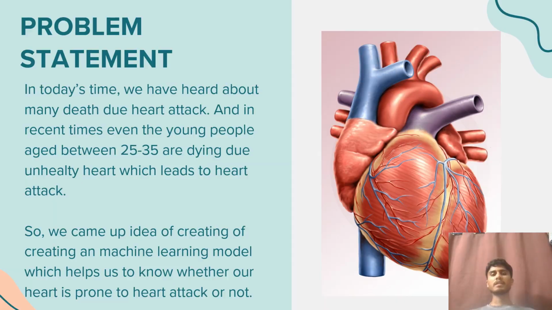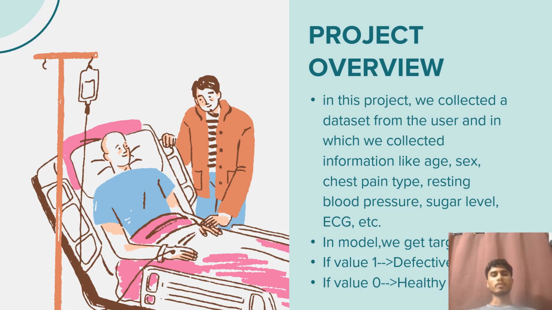Now I would like to give the project overview. In this project, we collected a data set from the user, with information such as age, sex, and chest pain type. Chest pain type is a kind of report which any person can get done at nominal cost in any laboratory. Apart from that, resting blood pressure, sugar level, ECG, and certain values from these reports have been taken into our model and trained to predict whether the person's heart is healthy or not.